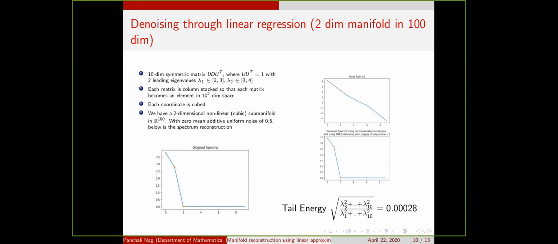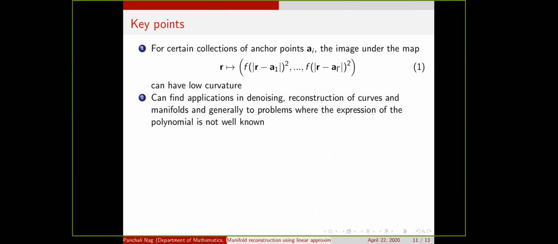So the takeaway point from this idea is that for a certain collection of anchor points a_i, I can always map to a higher dimensional space using the distance functions with these anchor points, so that the curvature is lowered and the linear approximation can be employed. It can find applications in denoising, as we saw, in reconstruction of curves and manifolds, and generally any problem where either the polynomial is not known or we want to find a polynomial that cannot be theoretically derived.